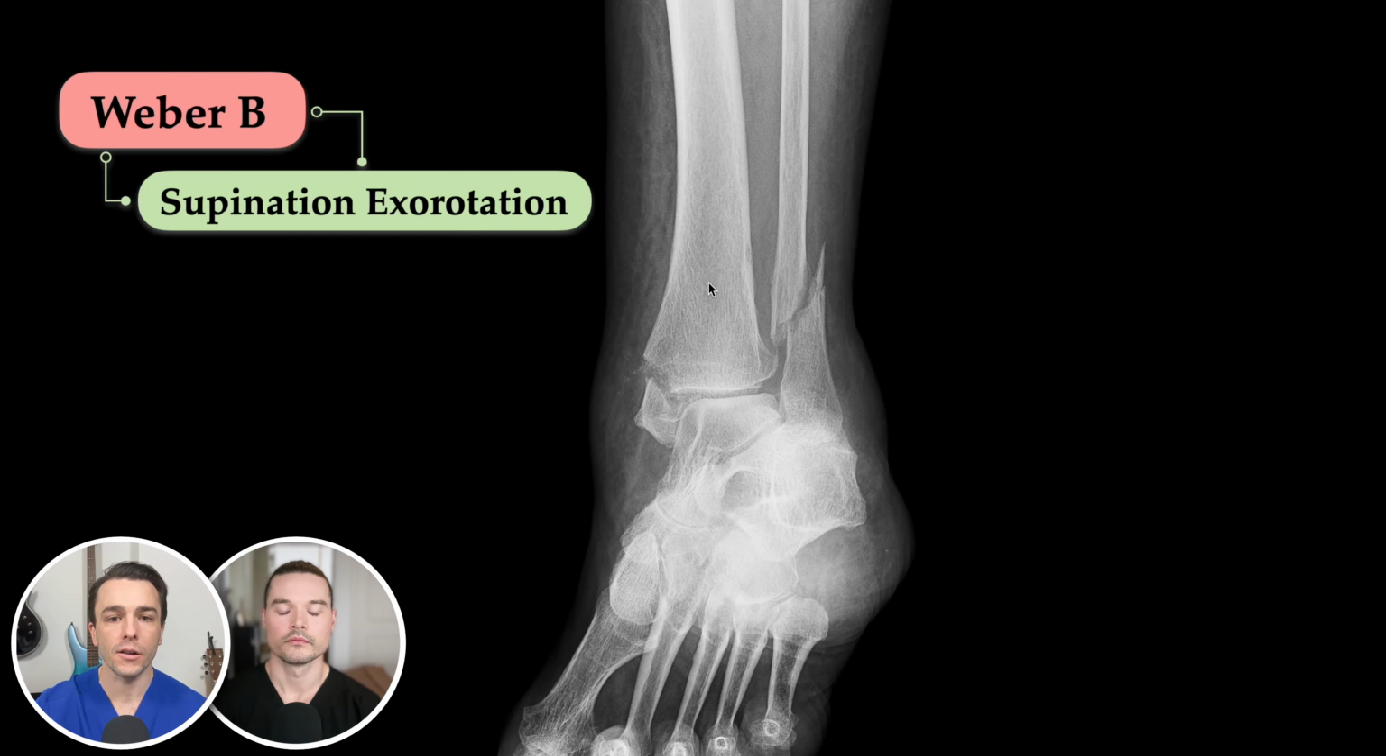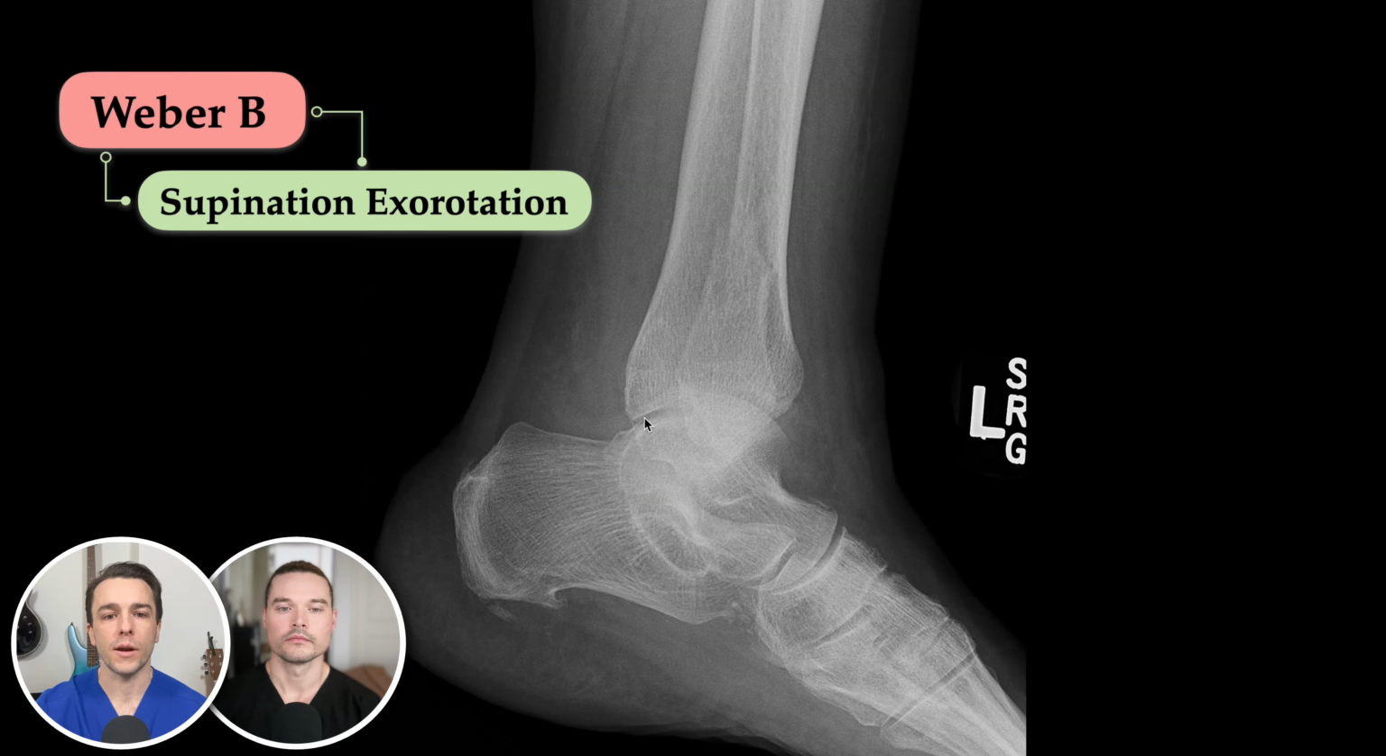If we look for it on our lateral, I don't see any cortical disruption of the posterior malleolus. So there must be some sort of posterior ligamentous disruption instead. There's a ton of soft tissue swelling here in the anterior portion that we talked about earlier, but there's got to be some sort of posterior ligamentous disruption. So all in all, we're going to diagnose this as a Weber B, Lauge-Hansen stage 4.